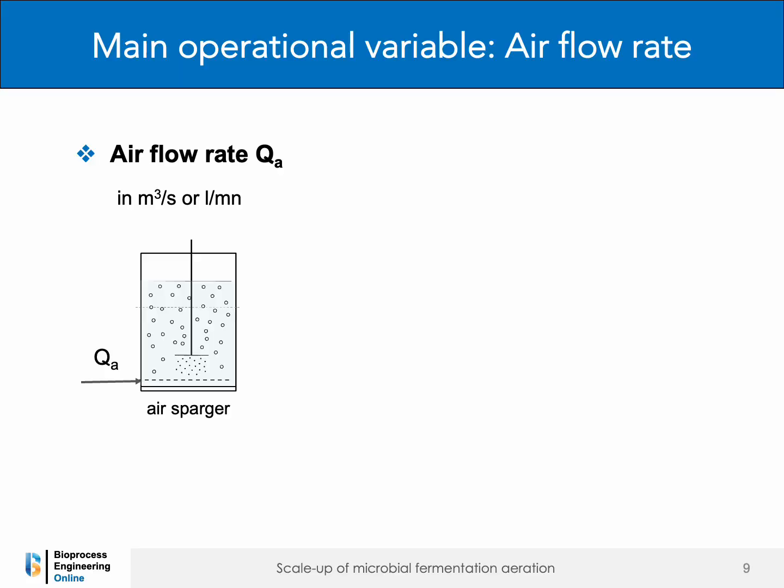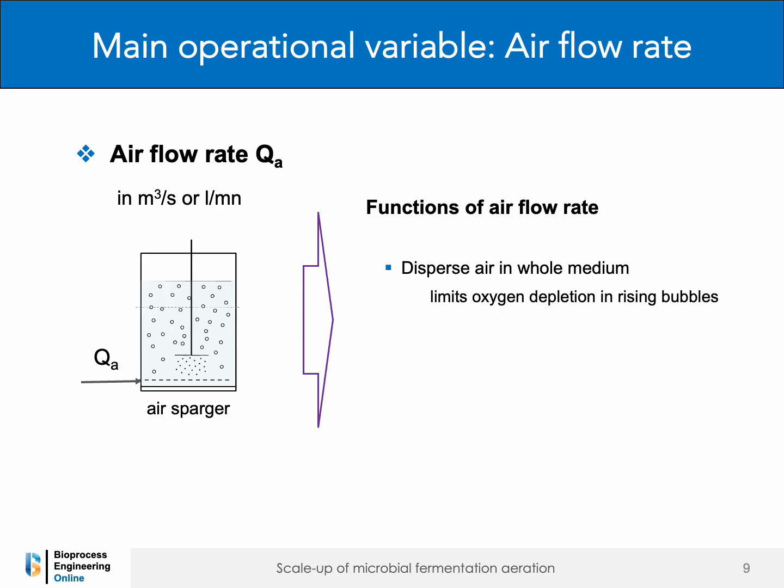When scaling up aerobic fermentations, the airflow rate is a key operational variable, as it largely determines the oxygen supply available to the culture. Air is continuously introduced at the bottom of the fermenter, most commonly through a sparger, which disperses the gas into bubbles that rise through the liquid phase of the medium. The airflow rate QA is expressed in cubic meters per second or in liters per minute.